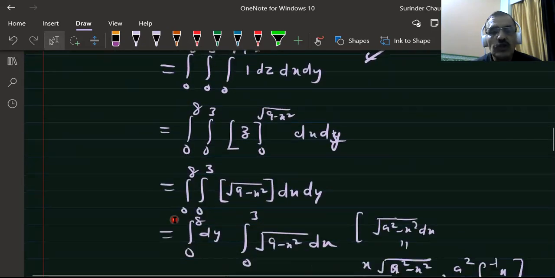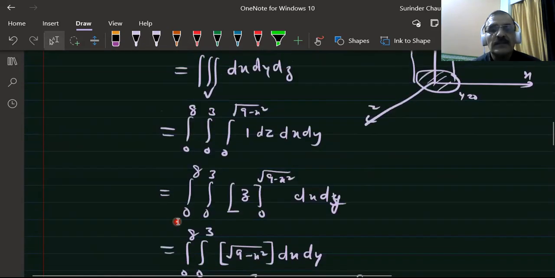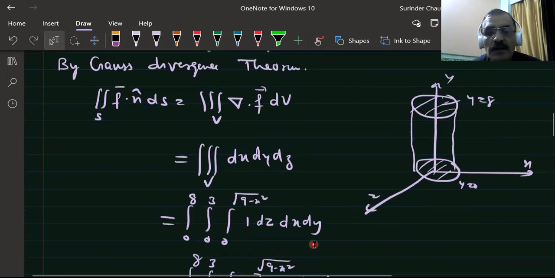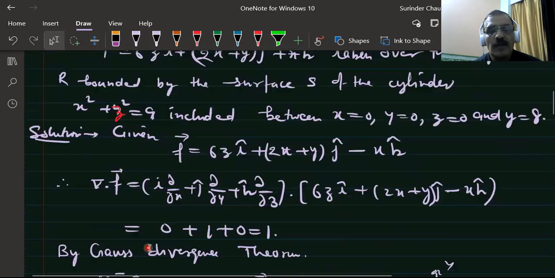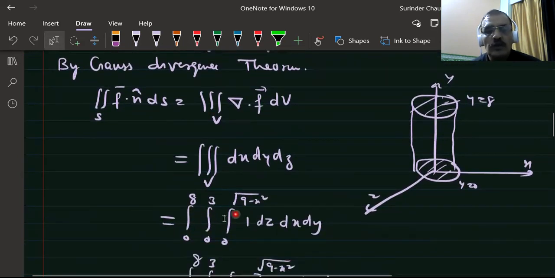So x will go from 0 to 3, y from 0 to 3, and z will go from 0 to root of 9 minus x square. Okay, x square, not y square, right? So now this becomes an integral of a scalar point function, the triple integral you have calculated in the previous problem.